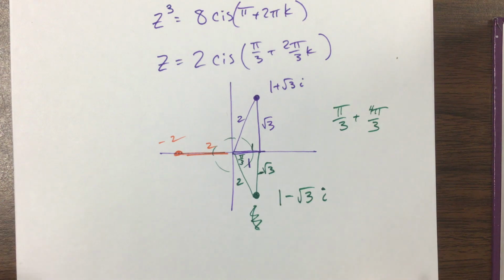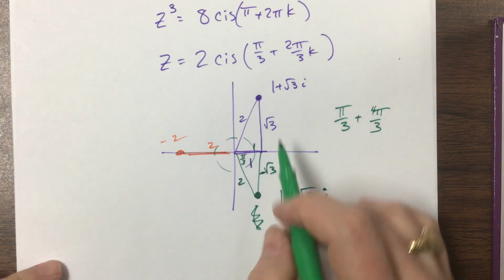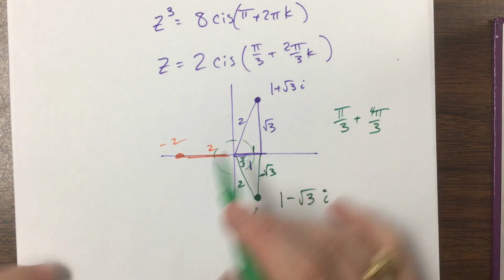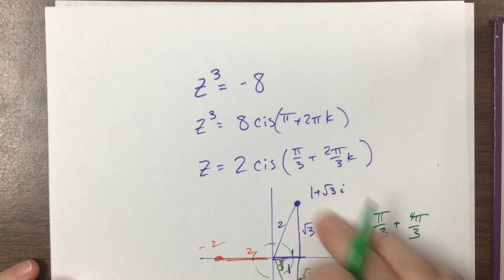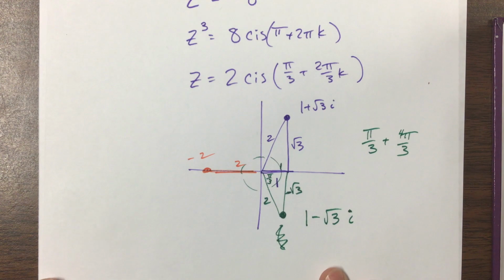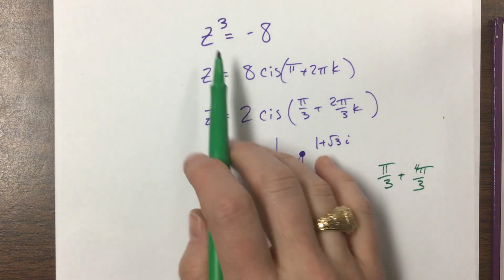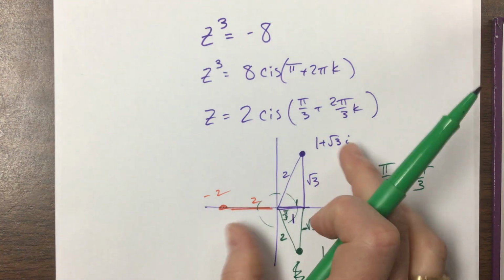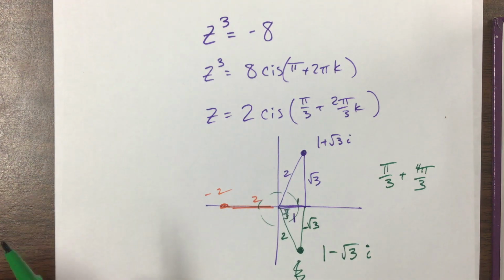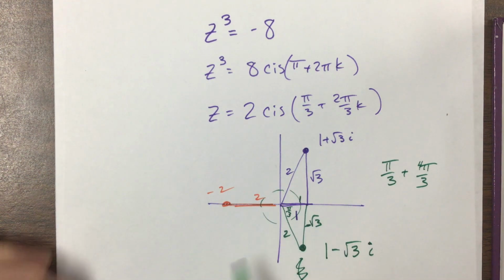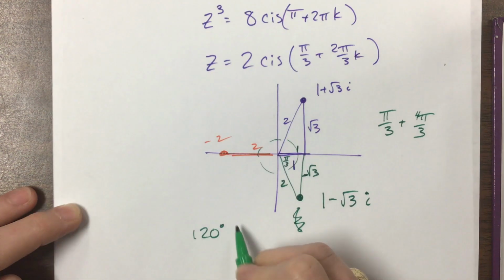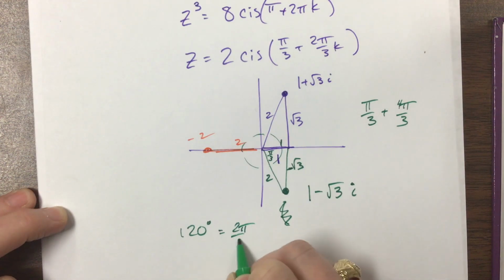I thought that was a pretty cool thing to discover, as we have these three. When we're taking the cube root of a number, the cube roots are going to be equally spaced around the circle. If I had the fourth root, they would be 90 degrees apart, or pi over 2 apart. In this one, they are 120 degrees apart, which is equal to 2 pi over 3. I thought this was super cool.